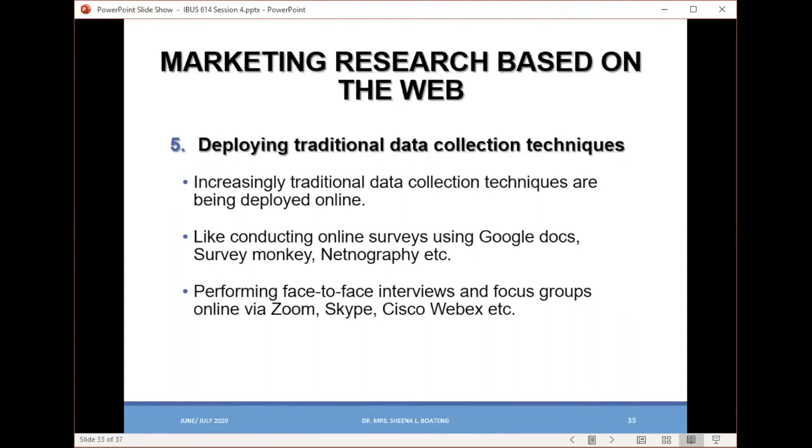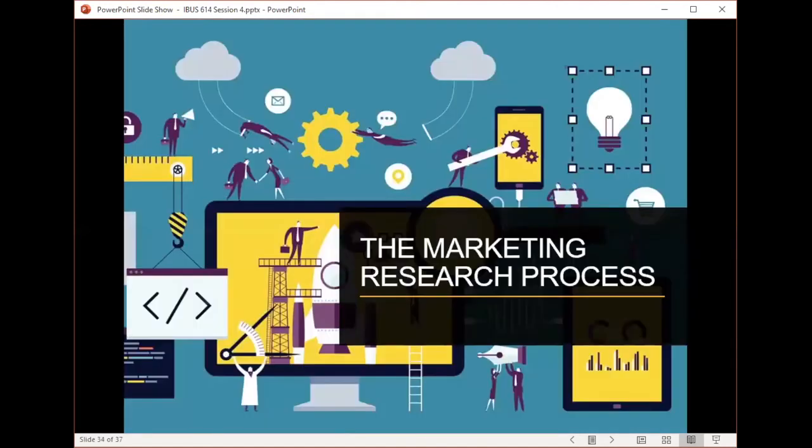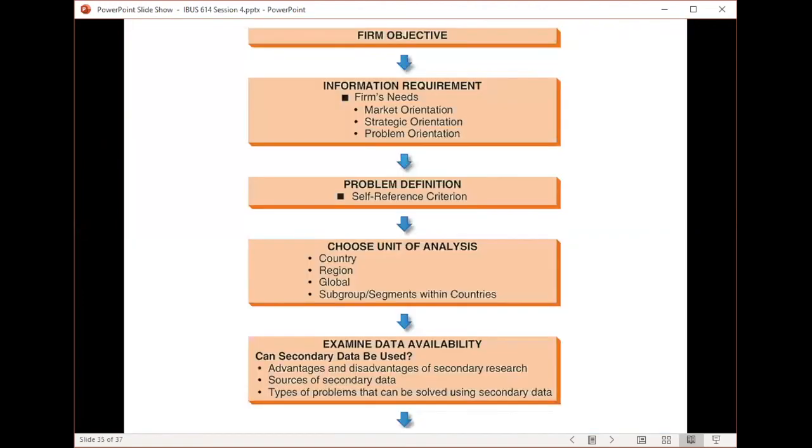So these are all ways by which the traditional data collection techniques are being deployed through the web to be able to obtain information. So in essence, we are saying the marketing research process is not a simple one. You have to create a whole process around it, which begins from identifying your objective. And once you have an objective, you need to know the specific kind of information that you need. And these information needs are influenced by the firm's market orientation.